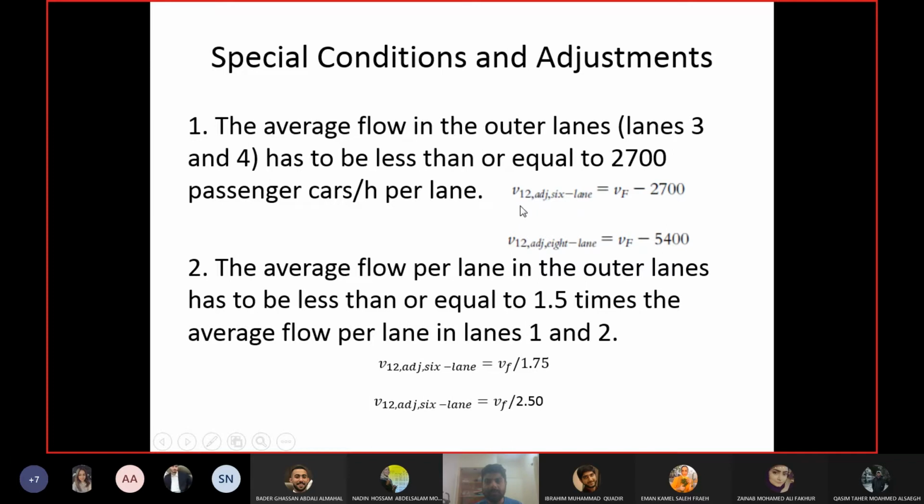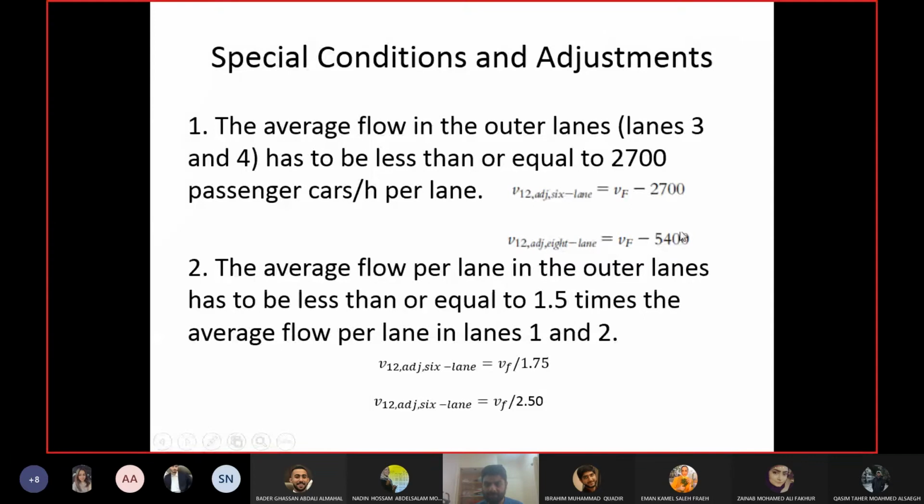We are saying the flow in the adjacent two lanes should be, if this is less than or equal to, then this whole term will be greater than or equal to. So the third lane should not have a flow of more than 2700 passenger cars per hour per lane. And if you have an 8-lane highway, then the remaining lanes should not have a flow of more than 5400 passenger cars per hour per lane. If it is, then you will adjust it.